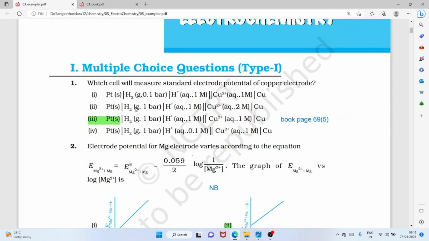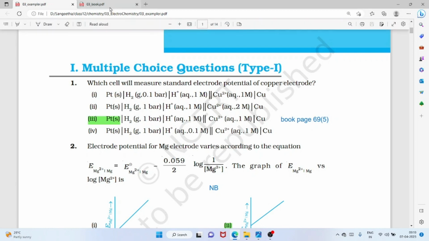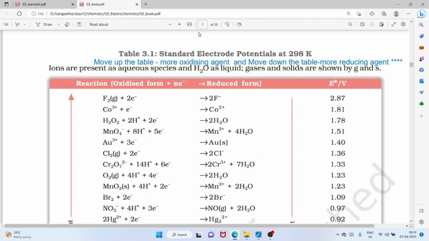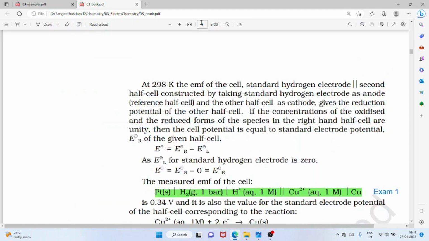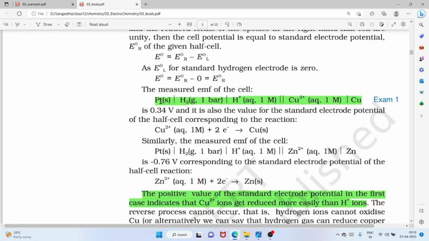Okay, which cell will measure the standard electrode potential of the copper electrode? The standard electrode potential is measured at a particular pressure, that is 1 bar pressure, and at this concentration. So that is given as option 5. See here, this is the standard electrode potential equation.